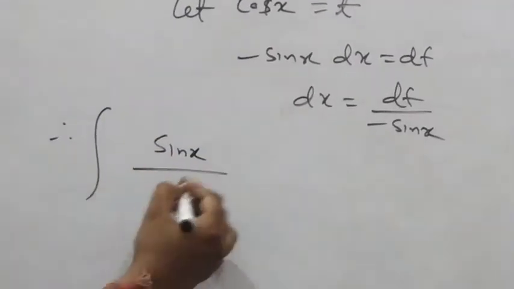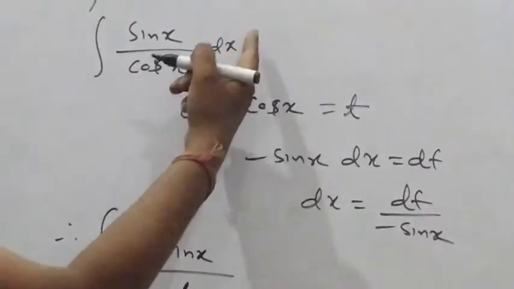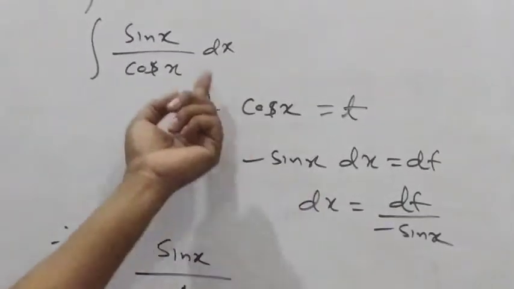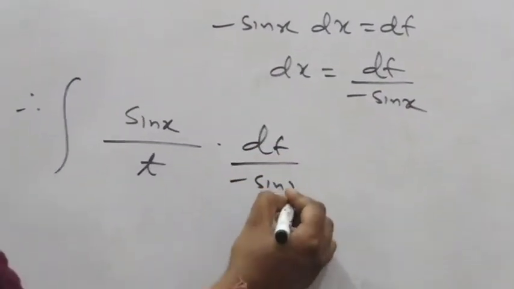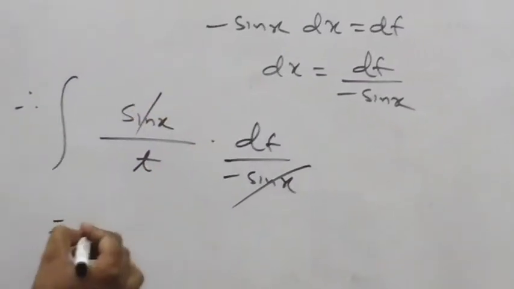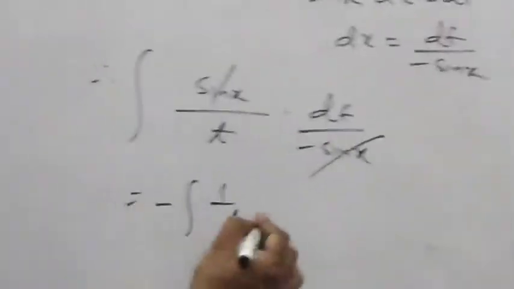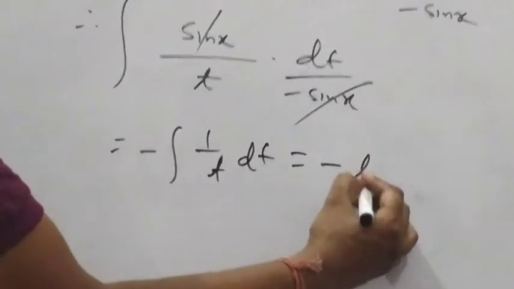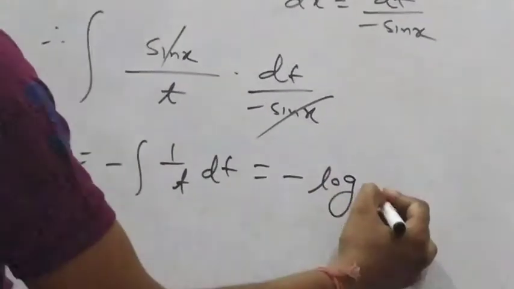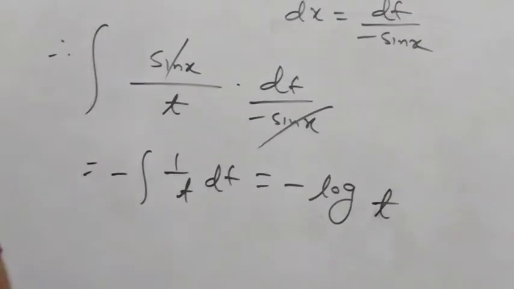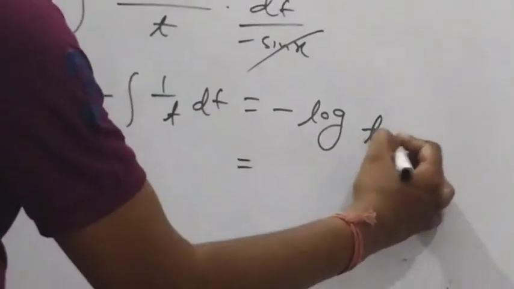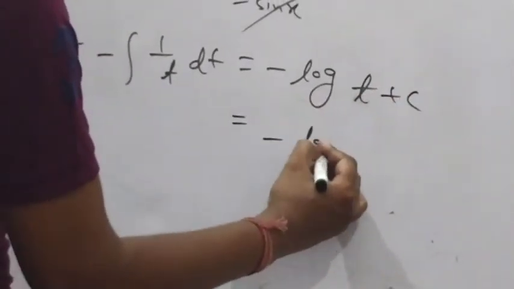Therefore, sin x upon cos x means 1 by t, and dx is equal to dt by minus sin x. Sin x cancels here, minus 1 by t dt is equal to what? Minus log of t plus c. Understood?